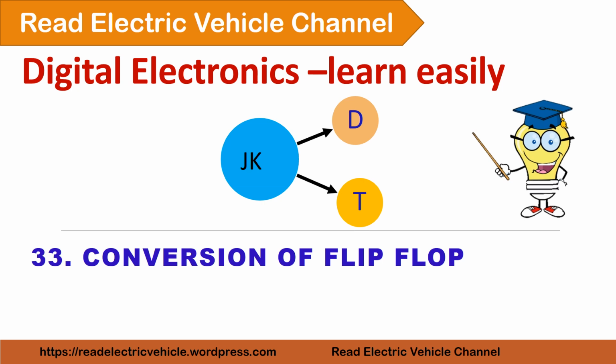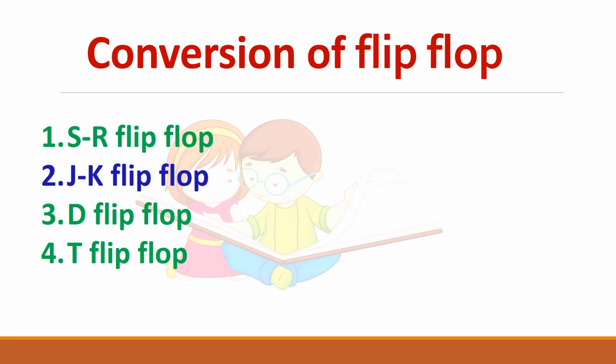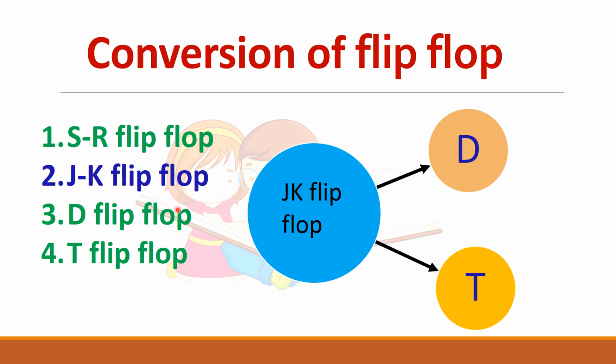In this video, we will see how to convert a JK flip-flop into D flip-flop and T flip-flop. We know there are four types of flip-flop: SR flip-flop, JK, D and T flip-flop. JK flip-flop is the modified version of SR flip-flop, which we have seen in the previous video. Now we will see how to convert this JK flip-flop into D flip-flop and T flip-flop. D is delay flip-flop and T is toggle flip-flop.